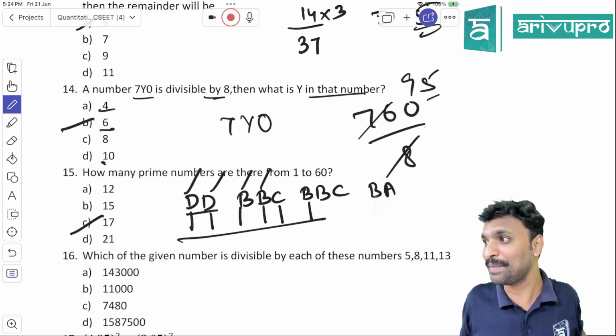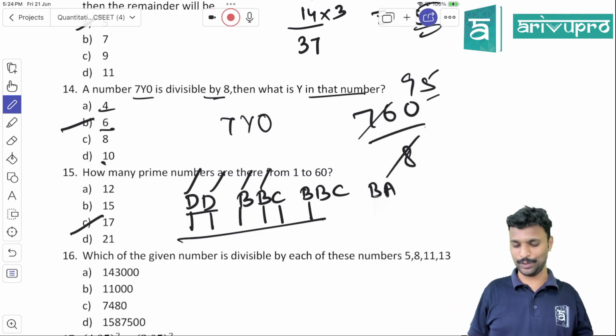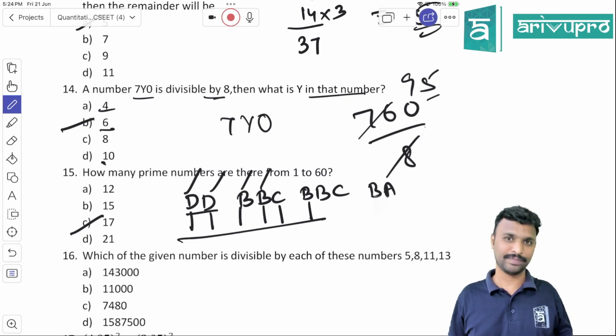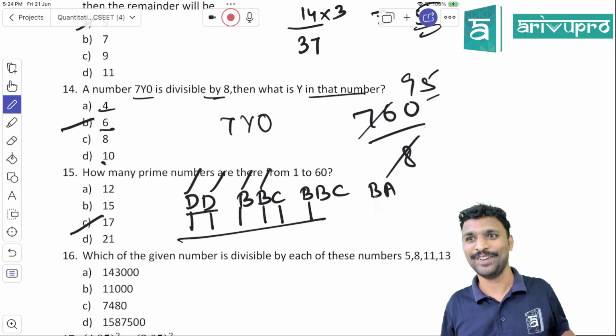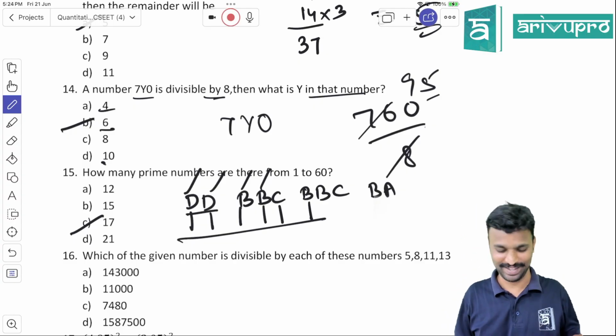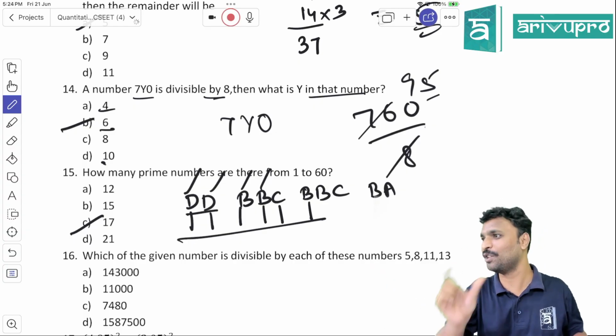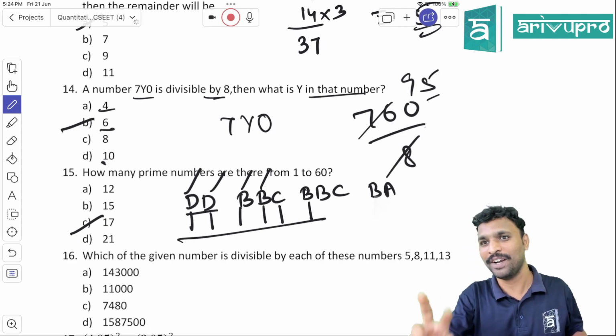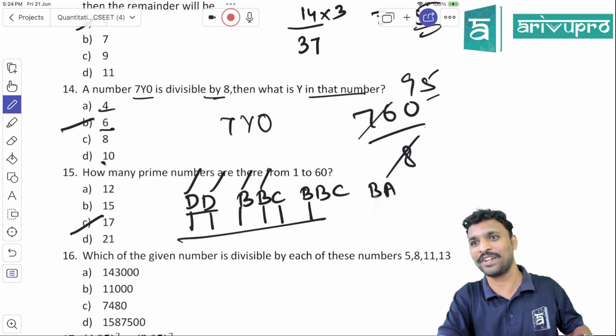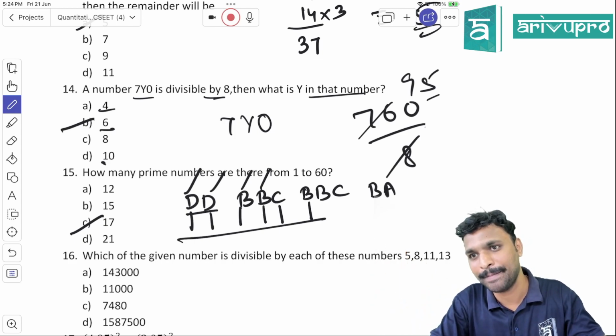How many prime numbers are there between 1 to 60? You can just Google. Understood? This will be easy. Correct? BBC. First of all, DD, Doordarshan. Then BBC News, BBC News twice. Then Bachelor of Arts.